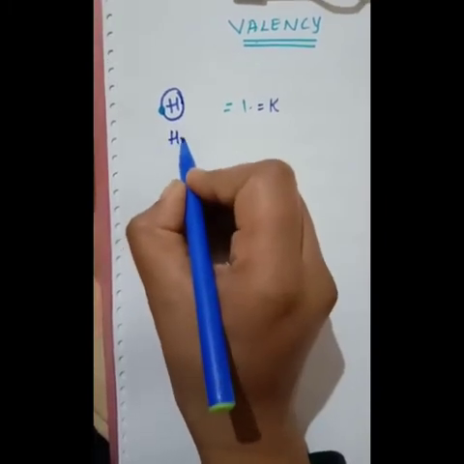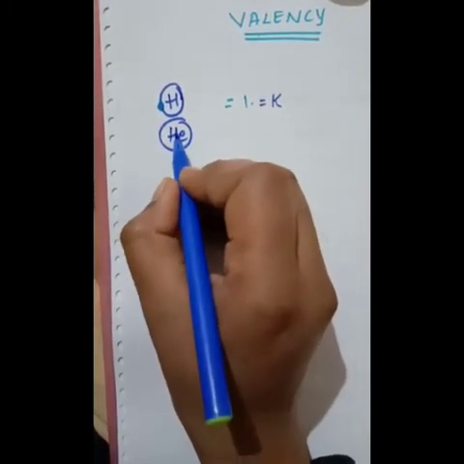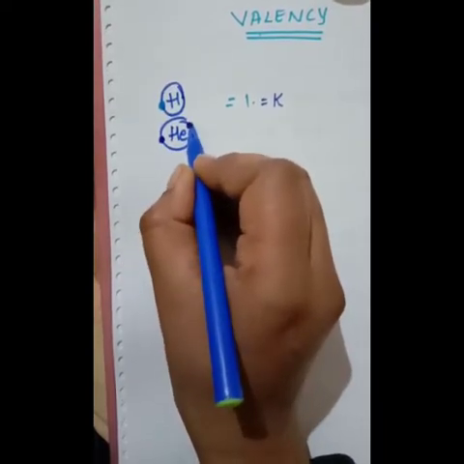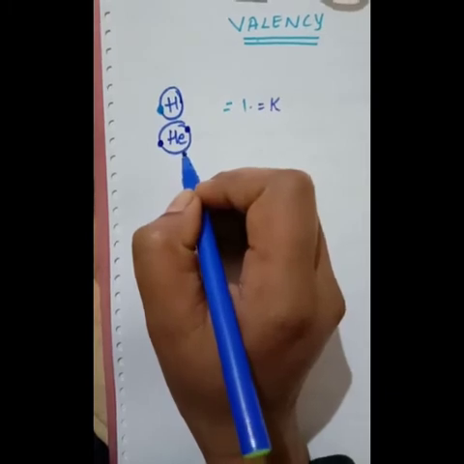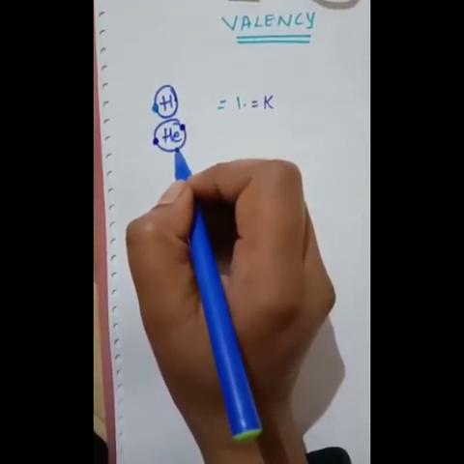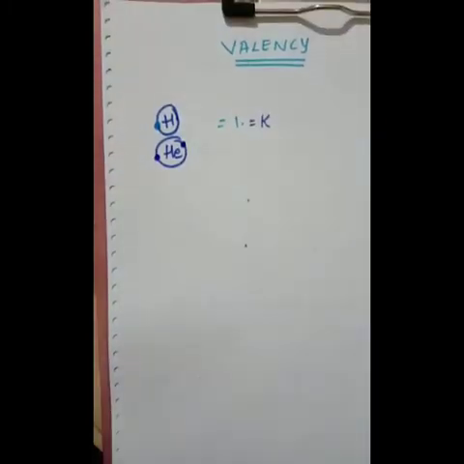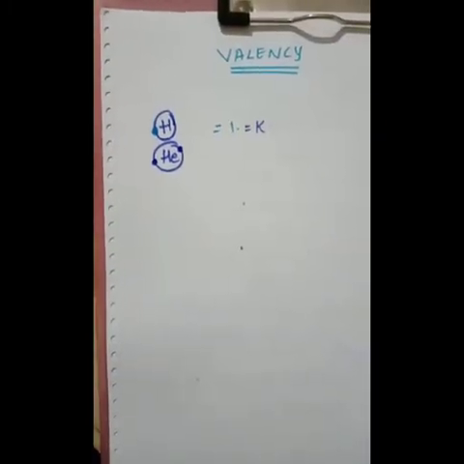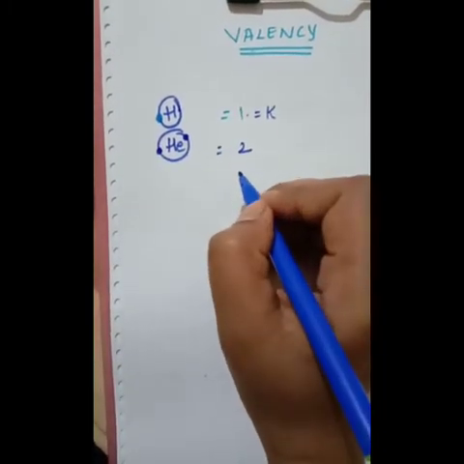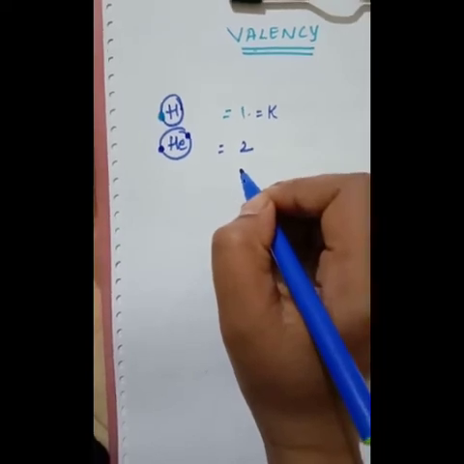So it is He. Now helium, as you can see, has 1 here and 1 here, but helium doesn't have any valency, it is 0. The outermost shell doesn't have anything. Only in the K shell it has 2 electrons. I'll explain about helium later.